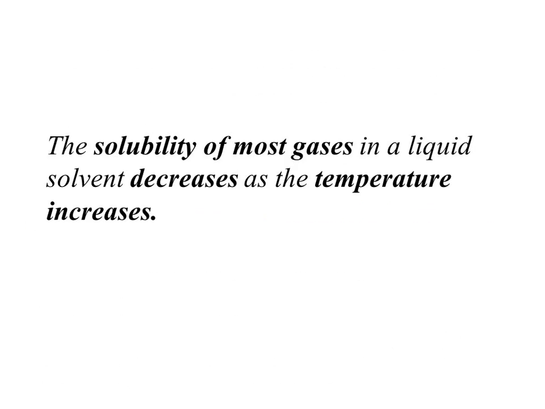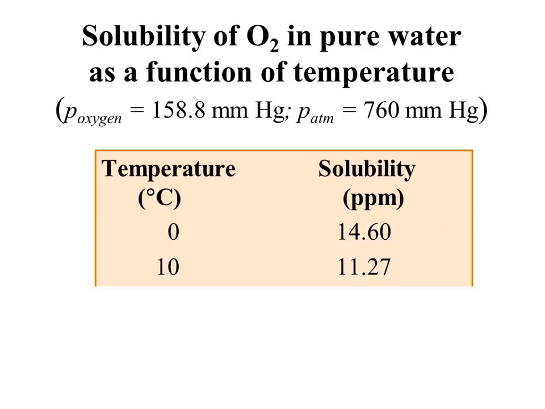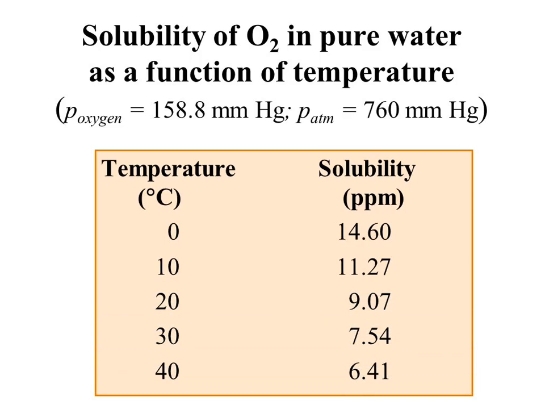So the solubility of most gases will decrease as the solvent gets warmer. Most gases. Case in point, we're looking at oxygen dissolving in the solvent water at different temperatures. Its solubility at 0 is 14.60 parts per million, and look how as it gets warmer the solubility goes down. That's significant. So solubility is decreasing as temperature is increasing.